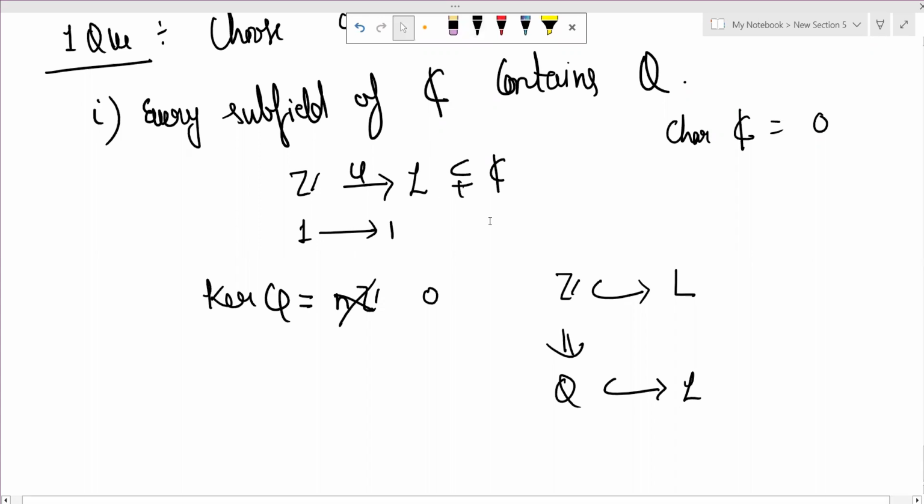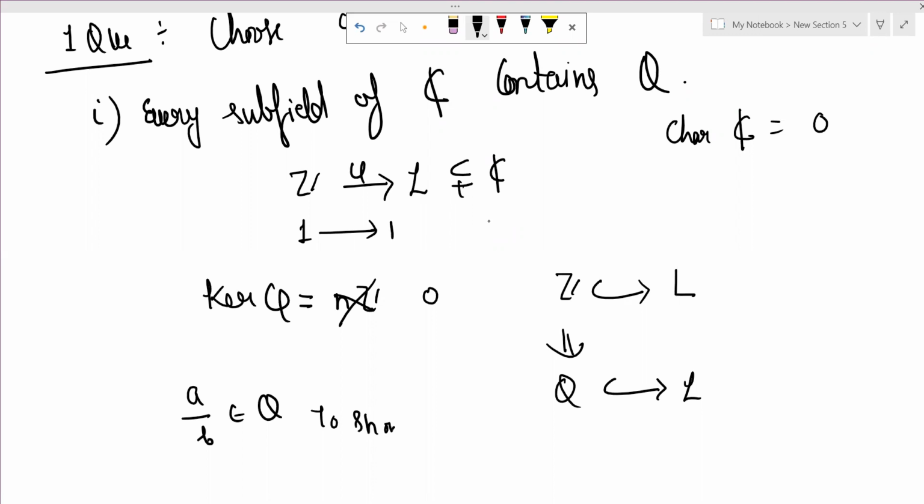Just try to think. If any a/b belongs to Q, right? You need to show that this a/b is also in L. To show a/b is also in L, how will you prove it?